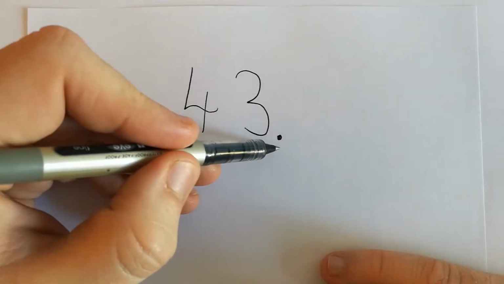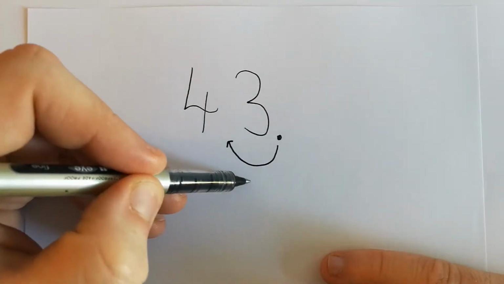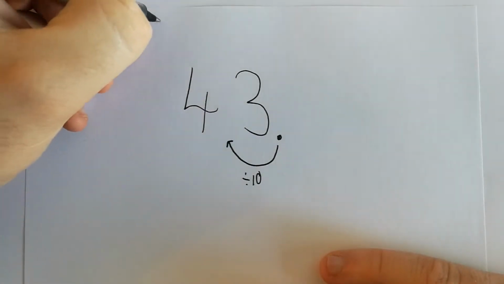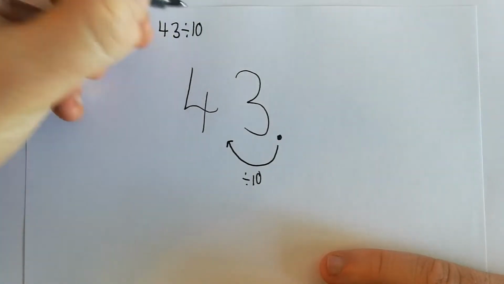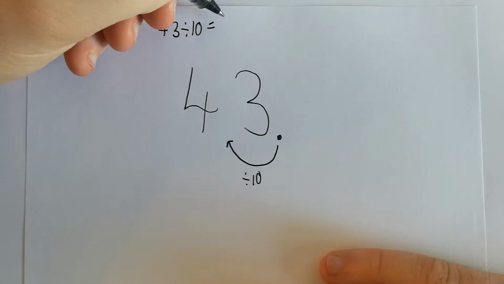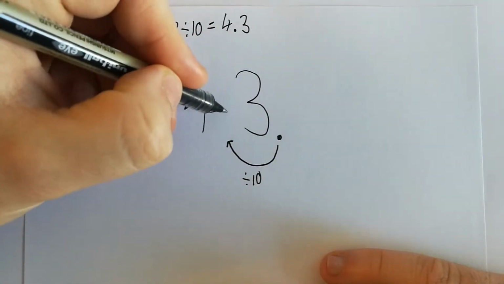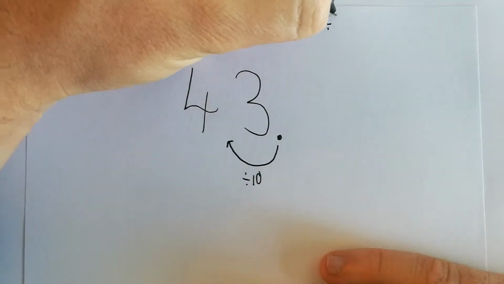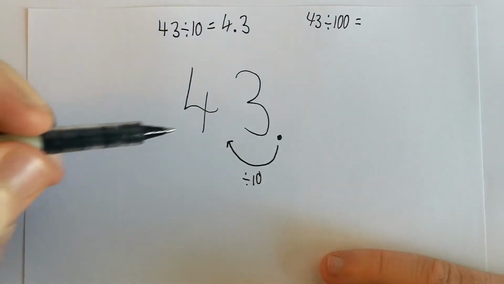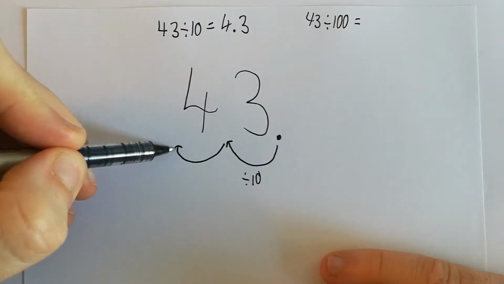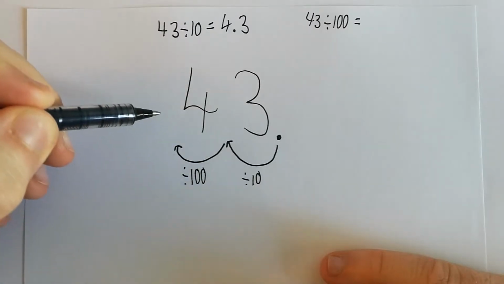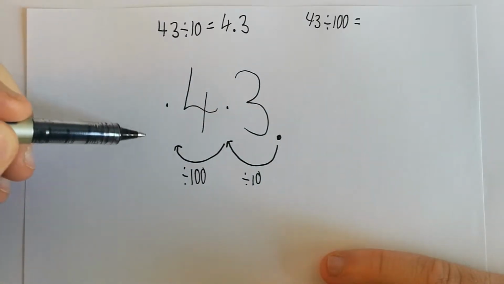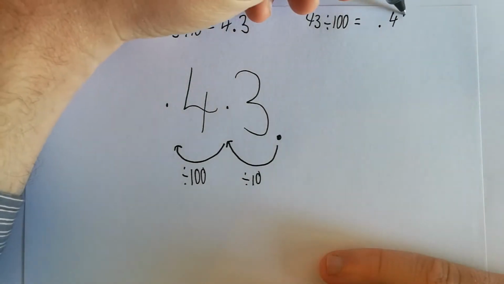Now, when we divide by 10, all we do is move our decimal point. So, for example, if I've got 43 divided by 10, well, that is 4.3, because our decimal point's moved here. If I had 43 divided by 100, well, let's move it again. That'd be divided by 100. So that'd be just here. Now, we can have 0.43.